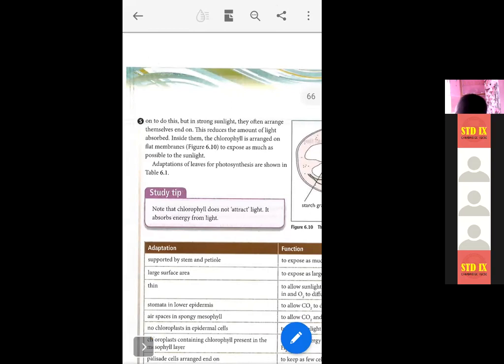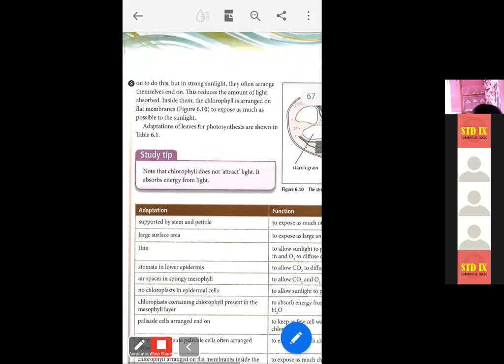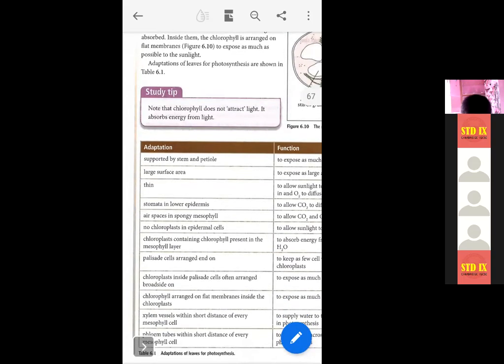To ensure the absorption of as much sunlight as possible. Ma'am, can you tell what comes after ensure? To ensure the absorption of as much sunlight as possible. Yes, ma'am.